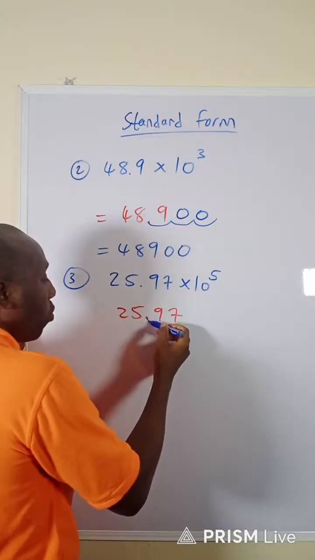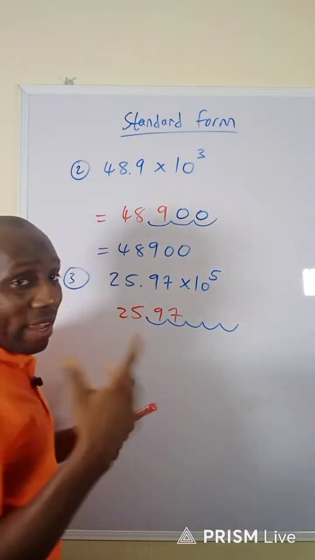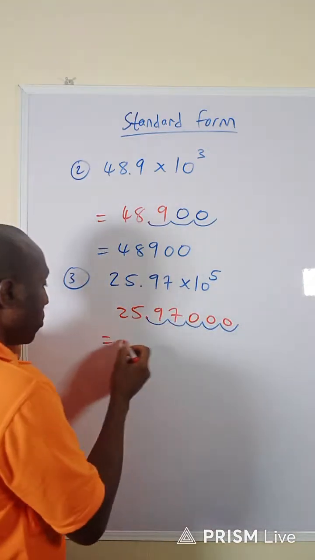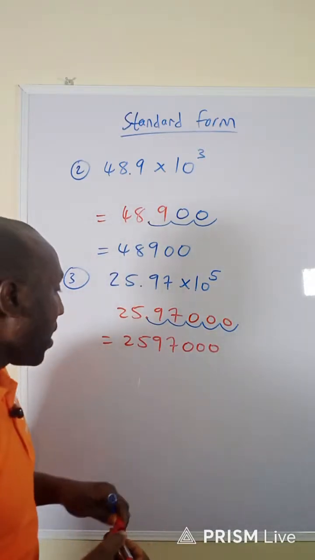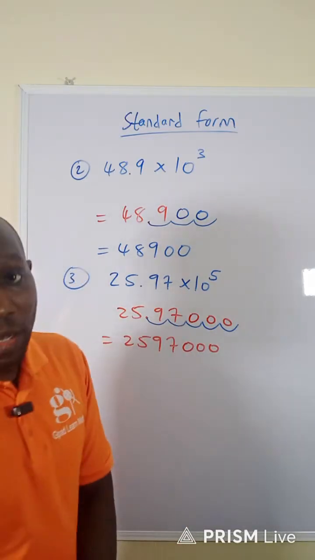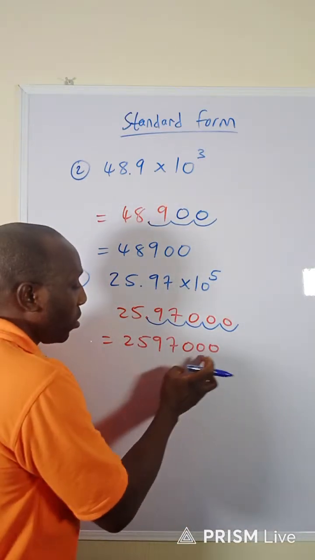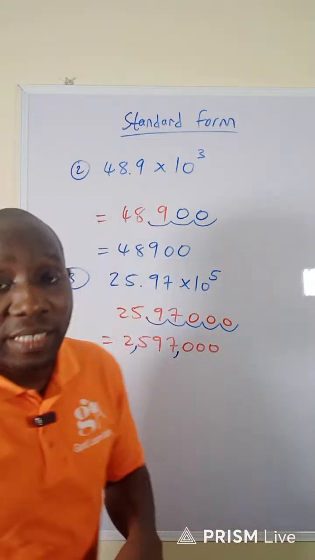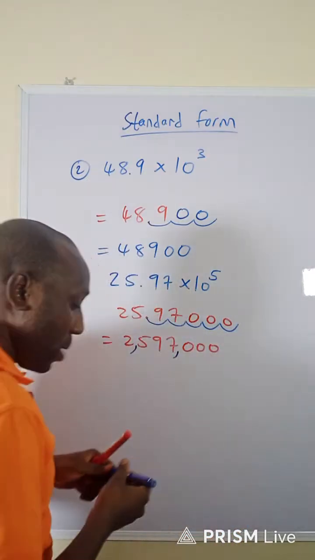Let's go, guys. So we do 1, 2, 3, 4, 5. I'm going to show you how to do this in your head without all of this dramatic stuff. So what you have here is 2597000, this number written as an ordinary number. Let's put a comma here: 2,597,000. So this is it. Let's move on, guys.